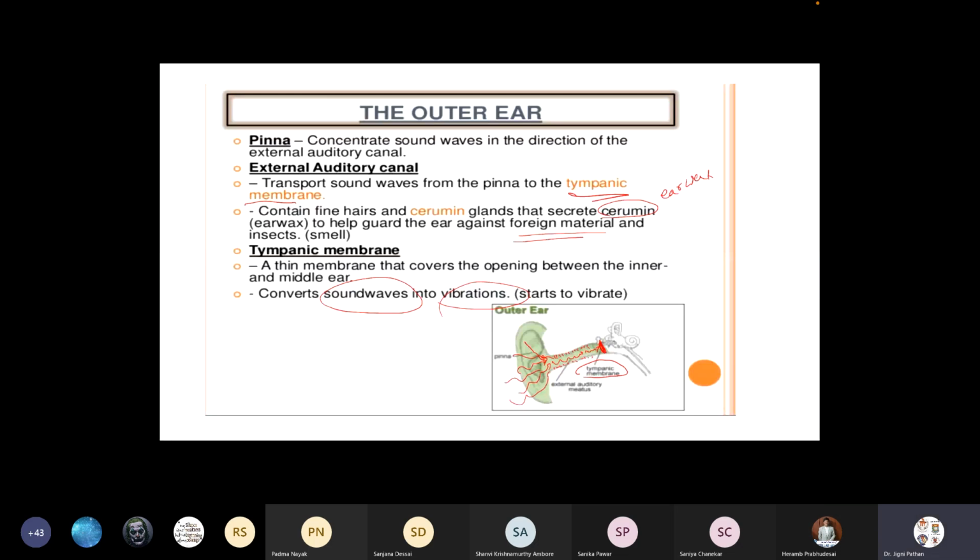Next. Middle ear consists of three bony ossicles that start to vibrate, so the sound waves are converted into vibrations.